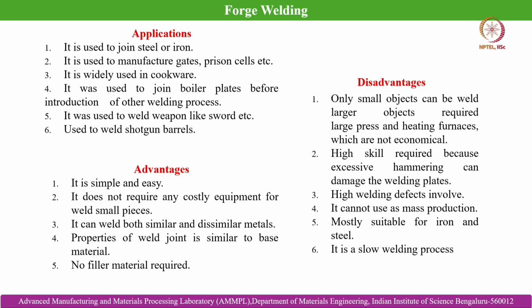The applications are that it is used to join steel or iron, and to manufacture gates, prison cells, etc. It is widely used in cookware. It is used to join boiler plates before the introduction of other welding processes, and it is also used to weld weapons like swords, etc. and also shotgun barrels.